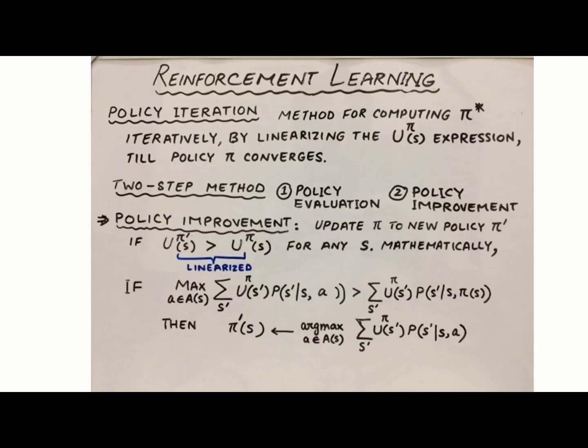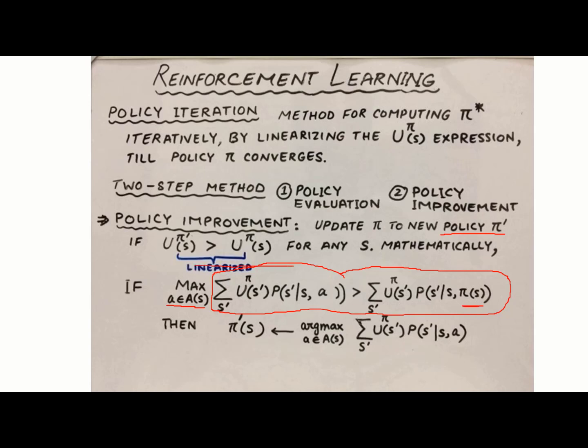In the policy improvement step, we are going to try a new policy pi prime based upon the exploration of a new set of actions which can possibly increase the expected accumulated reward of a given state compared to that computed in the previous iteration when the policy was pi.